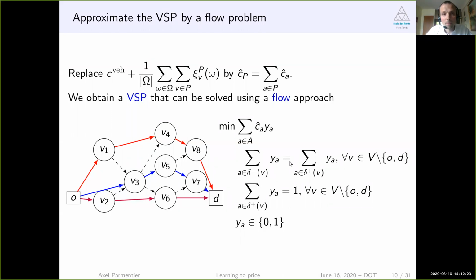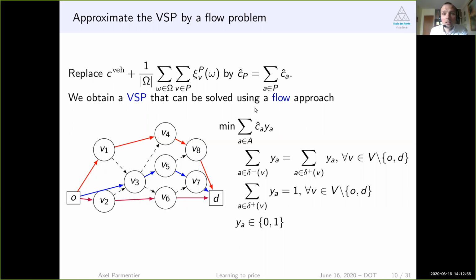solve that problem. So what we will use machine learning for is to transform the parameters of the distribution of delay to, based on that, estimate a cost that we will call C hat A that we will put on each arc, so that C hat P, the path of minimum C hat P, is a good path in terms of propagation of delay, and we solve that using a MIP solver.